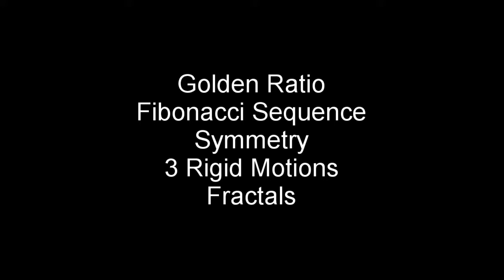So today, we covered the golden ratio and the architecture that used it, the Fibonacci sequence and how to figure it out. We went over symmetry and its relation to pizza. We talked about and explained the three rigid motions. We informed you about fractals and their origins, as well as some of their practical uses and appearances in nature.